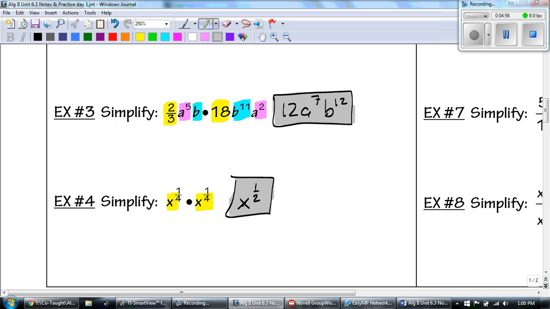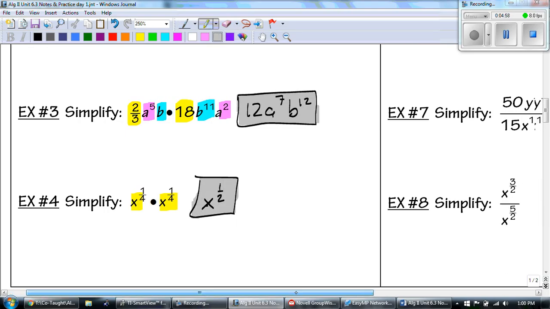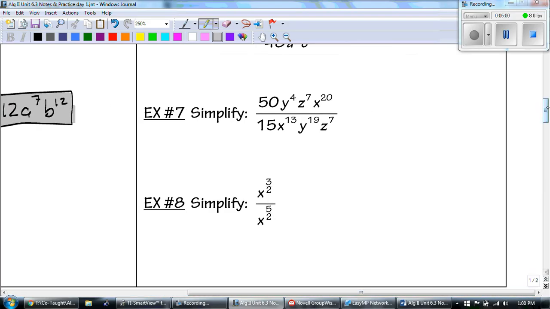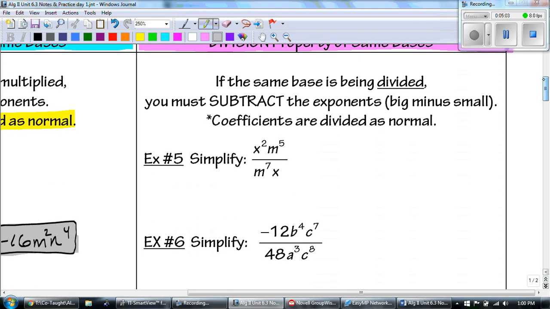All right, on the other side. If the same bases are being divided, then we have to subtract, big minus small. And then the coefficients are divided as normal. So for the first one, example number 5, I don't have any coefficients, so I don't have to worry about that. I'm going to write this out the long way first so you can kind of see it.